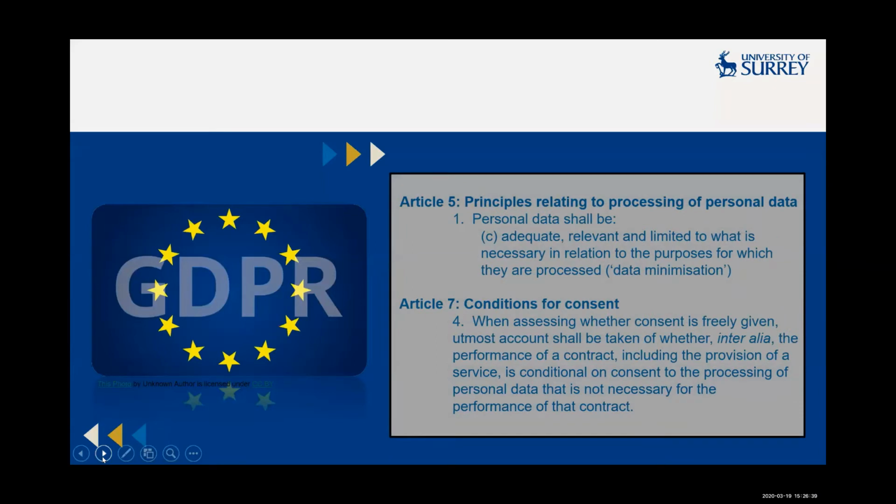The two articles showing are from Chapter 2 of the General Data Protection Regulation, and we think these are most pertinent to the topic. From Article 5, the first point: personal data should be adequate, relevant and limited to what is necessary. And the bit from Article 7, Part 4: when assessing whether consent is freely given, utmost account should be taken of whether, inter alia, the performance of a contract, including the provision of a service, is conditional on consent to the processing of personal data that is not necessary for the performance of that contract.